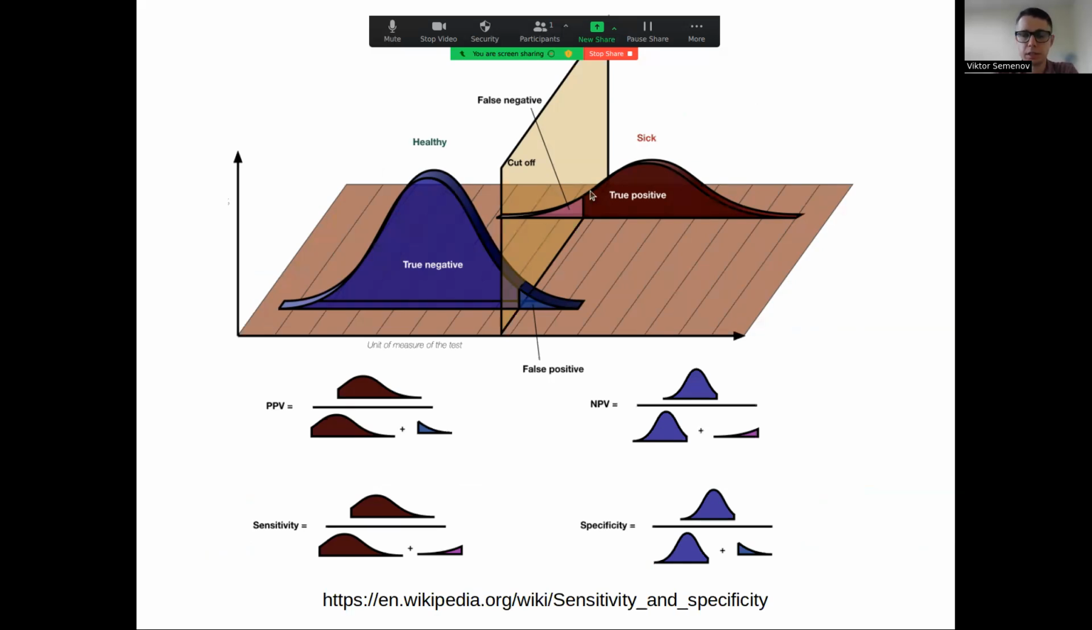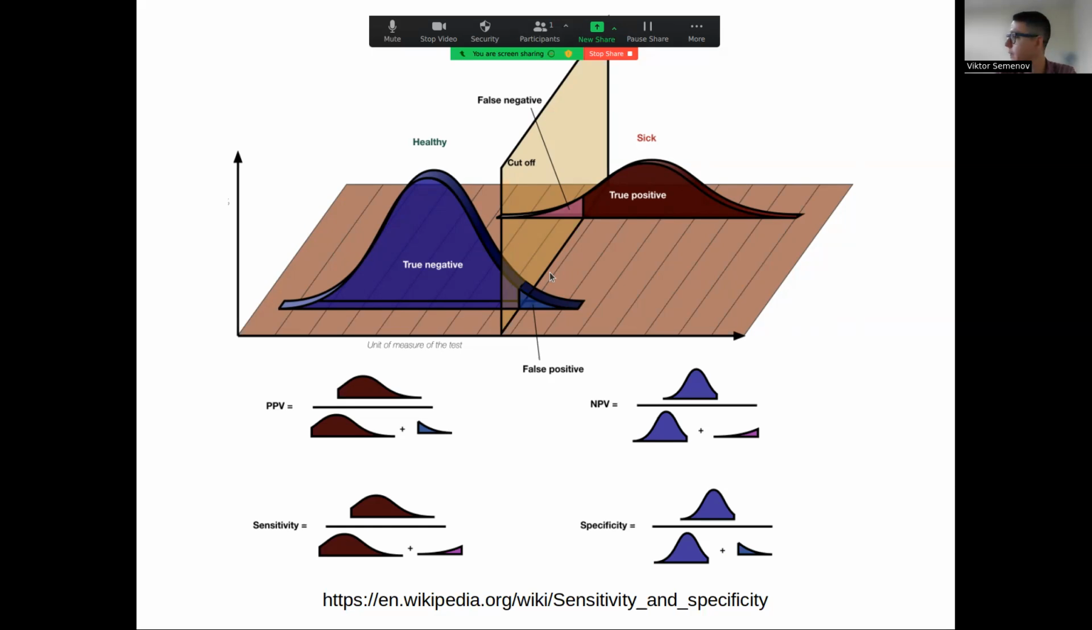Why do we need these diagnostic tests? We need them to differentiate between a healthy population, or the population without a disease, and the population with a disease. This picture gives you the visual difference that these populations are pretty different, and we are trying to tell apart these two populations using one test.